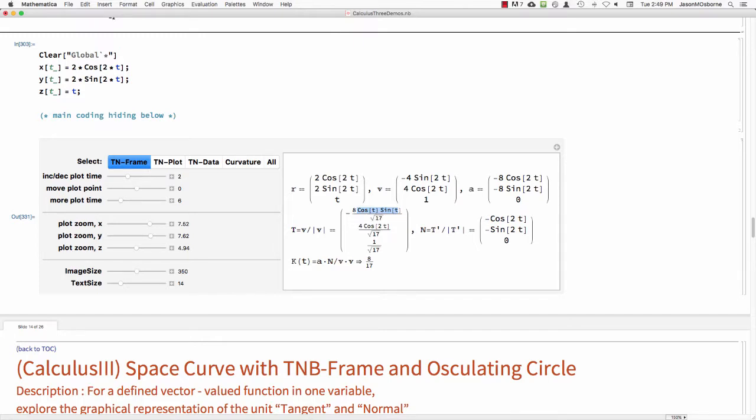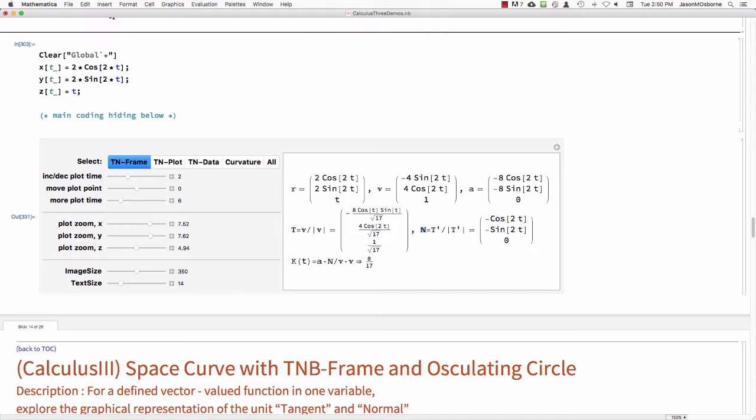Then you compute your normal component of acceleration, take the derivative of this with the chain rule again. There's your normal component of the acceleration. And you can see that the normal component looks very similar to the acceleration, except for the 8. All right? So that means that the acceleration is a scalar multiple of the normal vector.